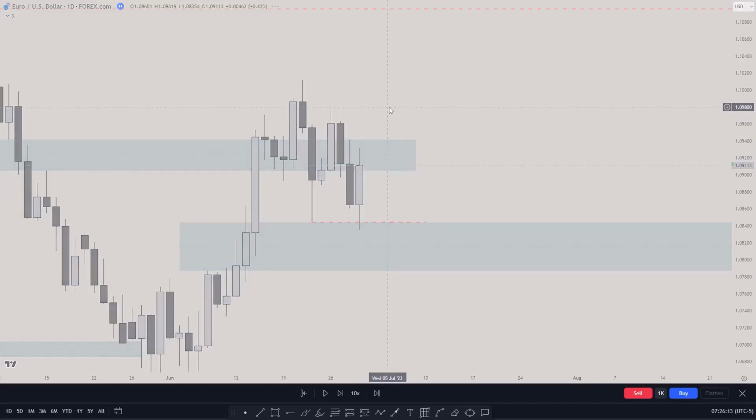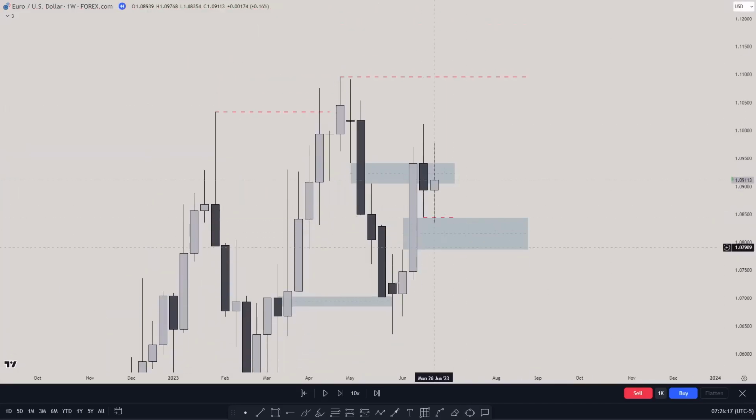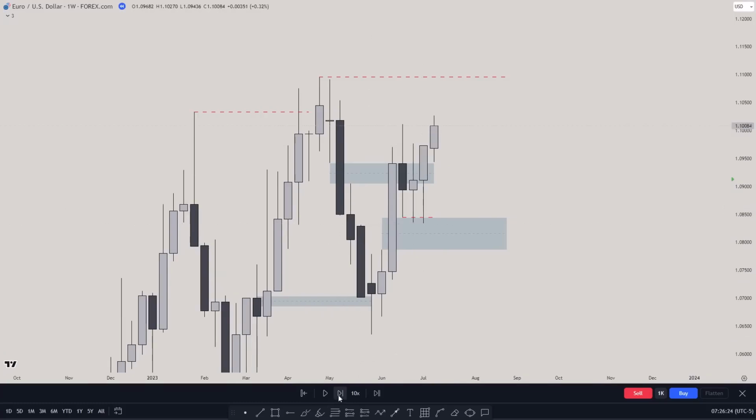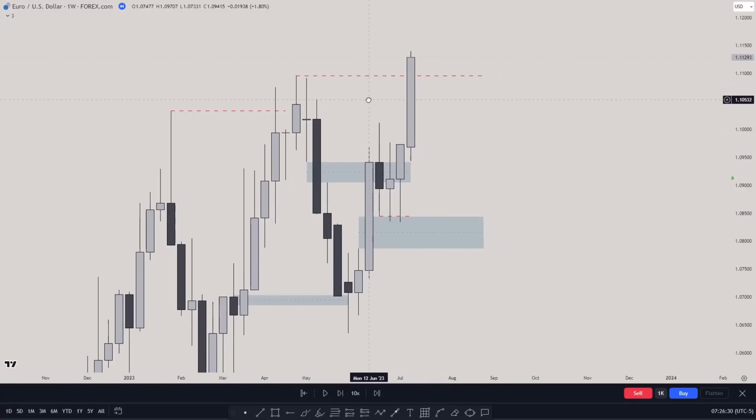So if I go to the weekly, we got the rebalance of the fair value gap, and now we could be going up. Actually, another sweep to the downside, and we can see that price is actually going up. What is my draw on liquidity? It's this high and now it's taken. So it's as simple as this.